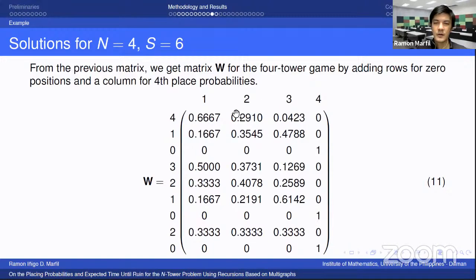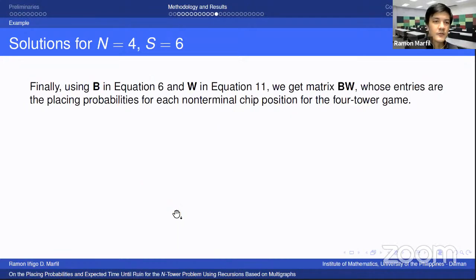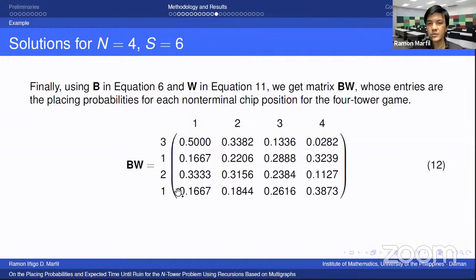And the first, second, and third place probabilities are obtained from the solutions in the three-tower problem. Kaya tayo nagsisingit ng mga zeros dito, saka ng mga 1 entries doon sa 0 positions in the four-player problem, or for the four-tower problem. Okay. Finally, using B in equation 6 and W in the previous slide, we get matrix BW, whose entries are the placing probabilities for each non-terminal chip position for the four-tower game. So ito na yung solutions na hinahanap natin para sa placing probabilities.